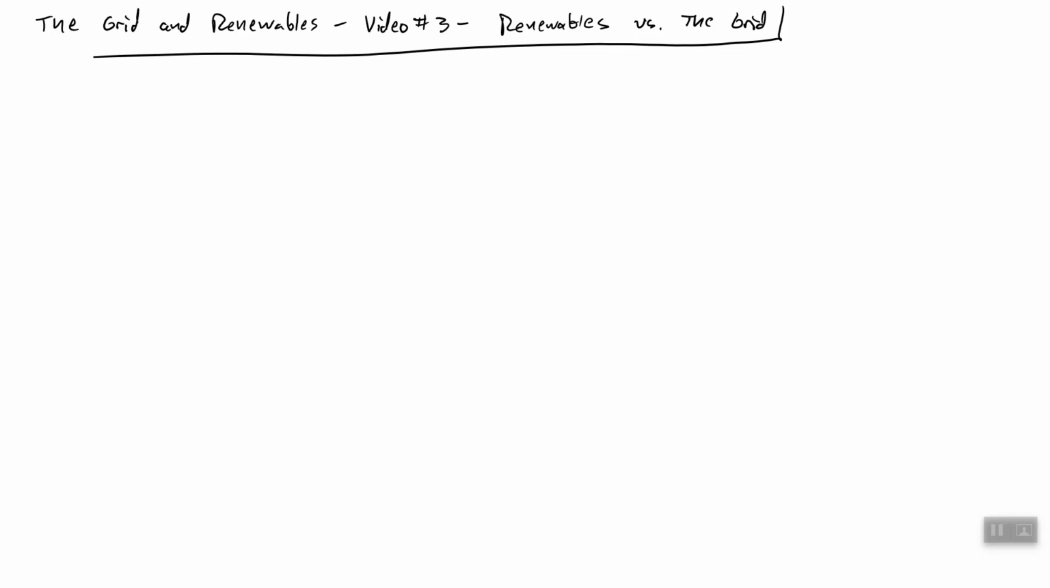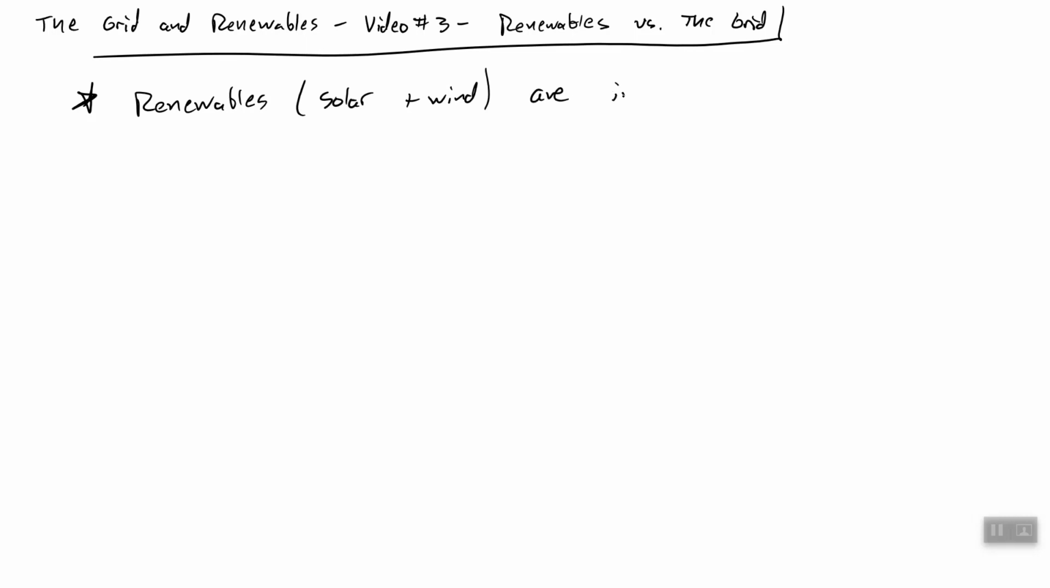All right, welcome to the third and final video of our lecture about the grid and renewables. We'll call this one Renewables versus the grid. In the first two videos, we talked about how the grid developed, how it works, at least how it used to work. But now we've got renewables entering the scene, and there are a few things about them we need to understand.